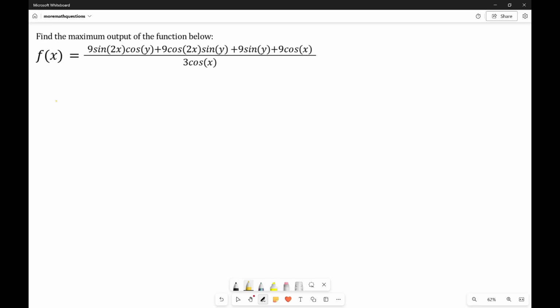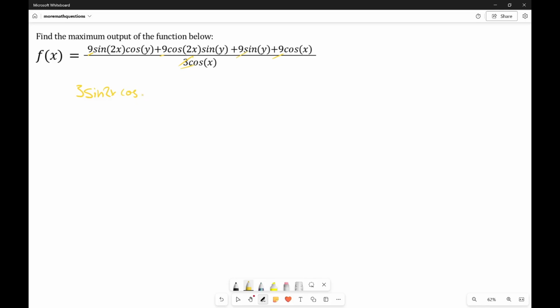It's about finding the maximum output of a function, and it is a pretty long function, but let's see where we can get by just simplifying and playing around with it. So, first of all, what I see is a 9, 9, 9, and a 9, and then a 3 over here. Because they all have terms of 9, we can definitely simplify it to 3 and take it out of here. So let's do that. And we can say that this will become 3 sine 2x cosine y.